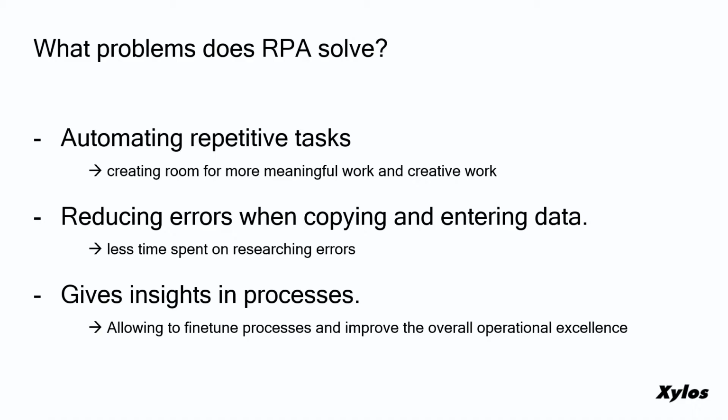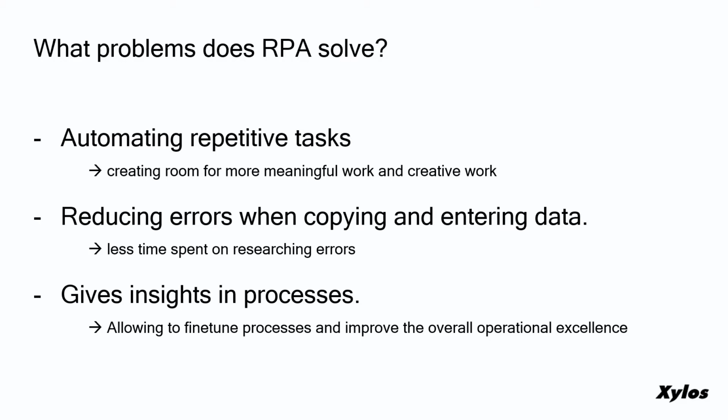Now, what problems does it solve? There are a lot of problems that we can solve with it. It's automating repetitive tasks in the first place, creating room for more meaningful and creative work, making sure that the employees' satisfaction on their job is improving by taking the robot out of the human. Then reducing errors when copying and entering data. When we have to copy data from one site to another site or from one system to another system, and we need to do that over and over again, we get tired of it and we make mistakes. That's just human. Everybody makes mistakes, and we need to research those mistakes. When we automate it, we really don't need that time to research these errors.